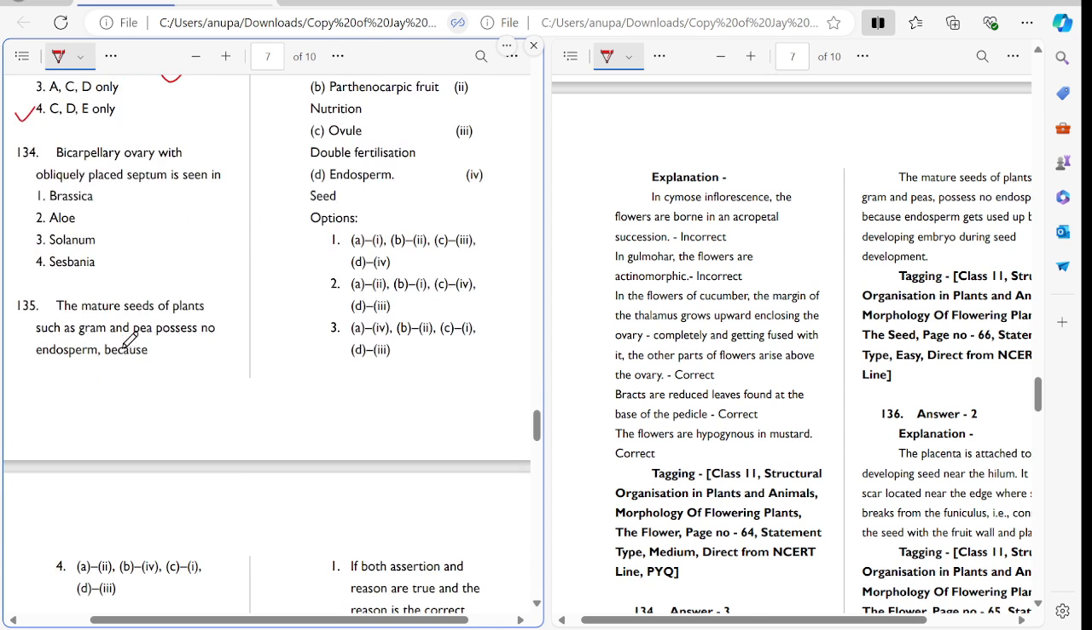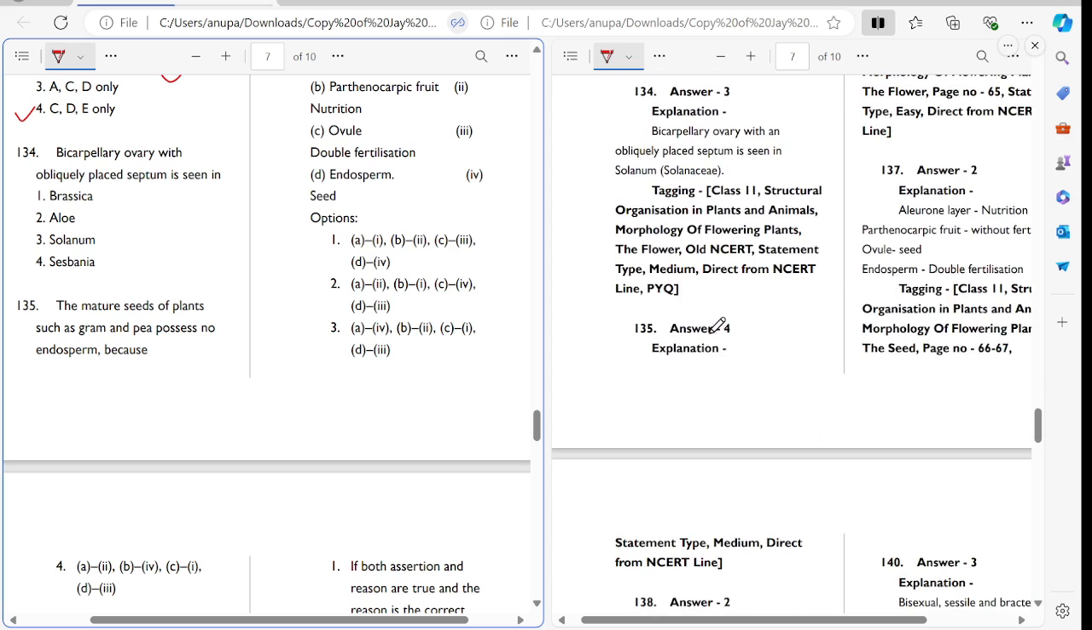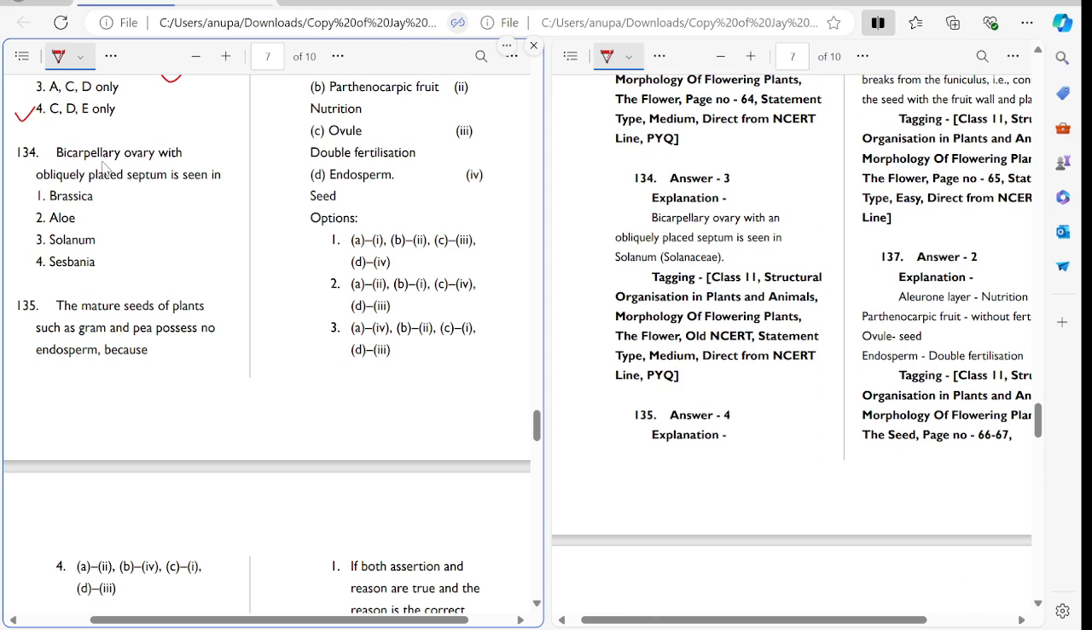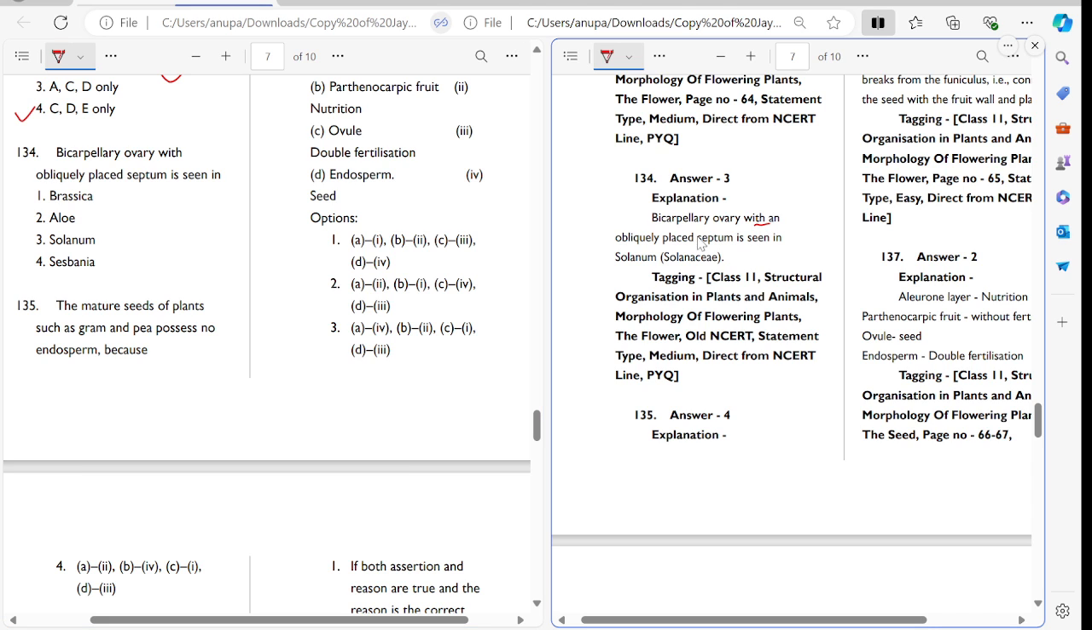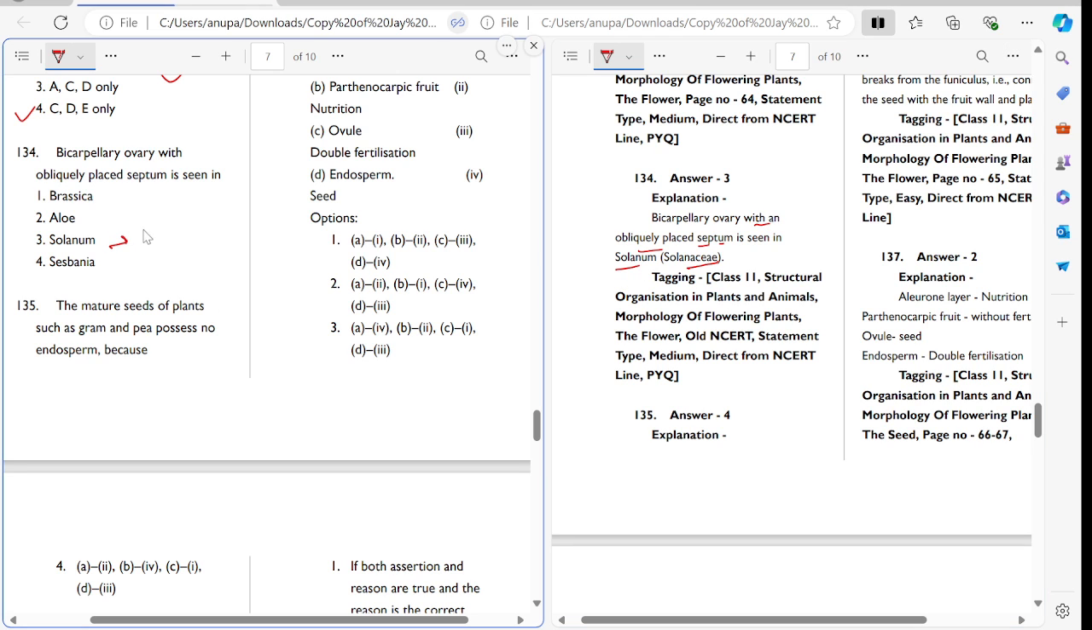Now let's move to the next question, that is question number 134. Question number 134 states that bicarpellary ovary with obliquely placed septum is seen in. Bicarpellary ovary with an obliquely placed septum is mostly seen in plants of the Solanaceae family. Here the example of the Solanaceae family is Solanum. Solanum is a plant which belongs to the family Solanaceae, and in Solanaceae the bicarpellary ovary with obliquely placed septum is seen. So the answer for this question will be option number 3.